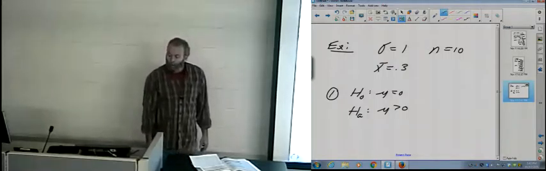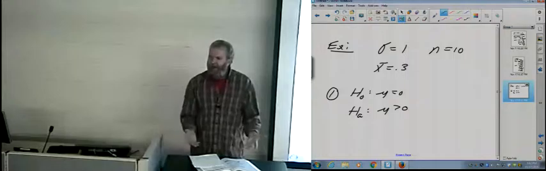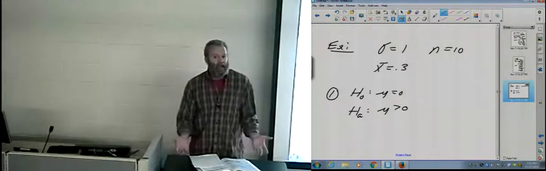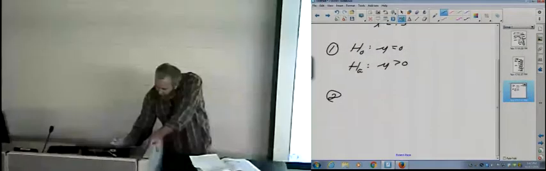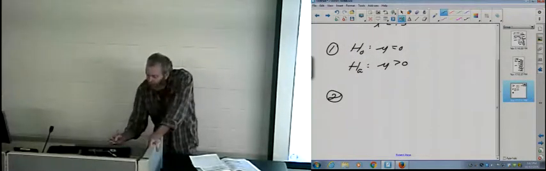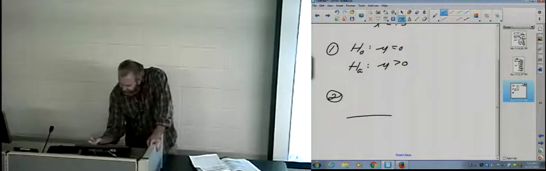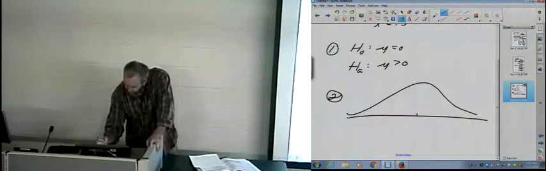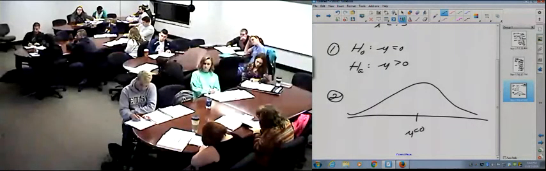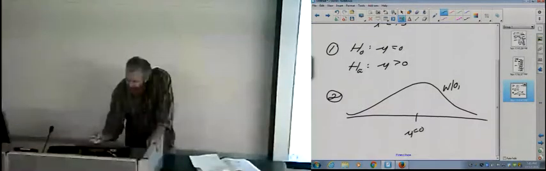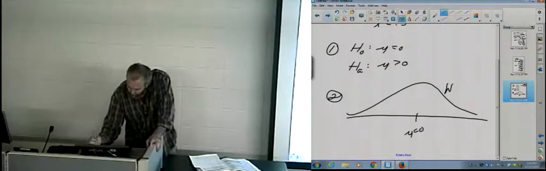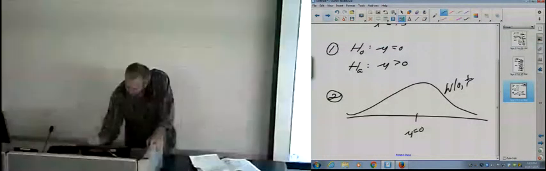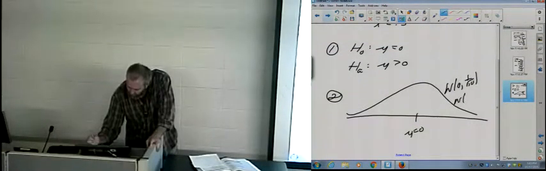Okay? What I would like to do is use what I've got here to calculate your test statistic, calculate your z-score. Now, if I'm going to calculate my z-score, what I'm looking for is this. This is the normal distribution with a mean of 0 and a standard deviation of 1 over the square root of 10. Remember, that was normal, 0.316.